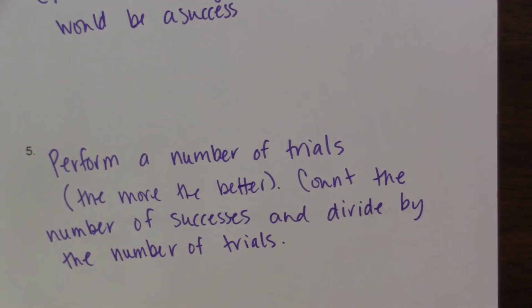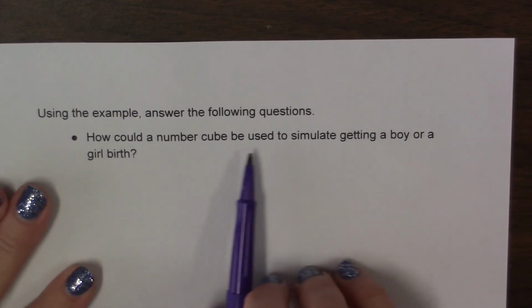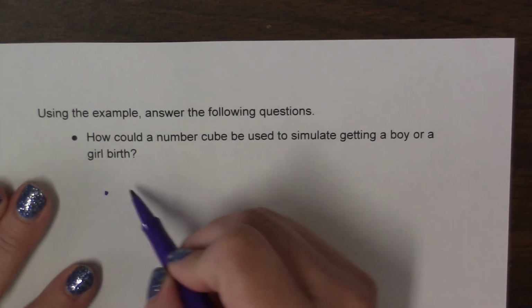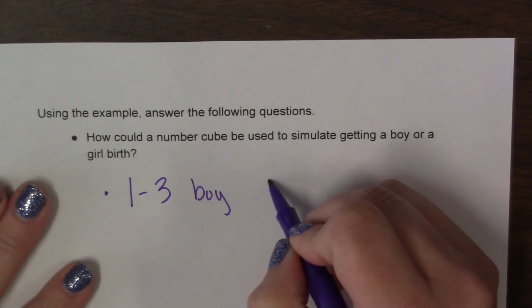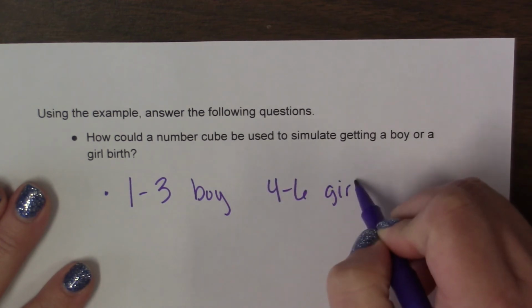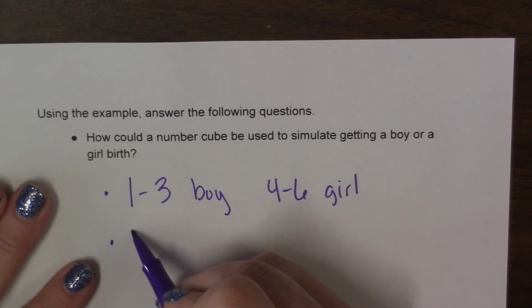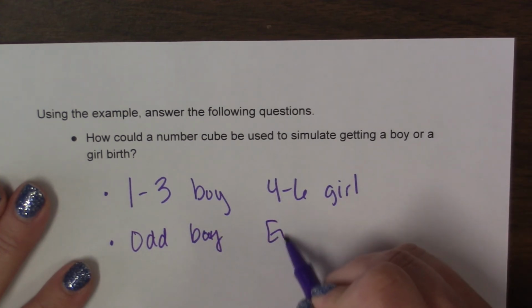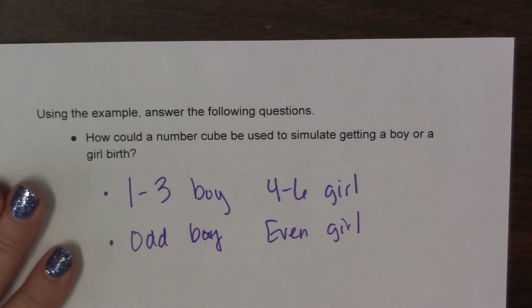Okay, so let's go over a couple more examples here. We're still going to use the example of births. How could a number cube be used to simulate getting a boy or a girl? There are a lot of different options. Our first one could be if we use the numbers 1 through 3 to represent a boy, and then we could use 4 through 6 to represent a girl. That way each of our boys and girls have 3 different numbers. We could do odds and evens: odd is a boy, evens for girls. And there are many more options that you could choose. These are just a couple of examples.